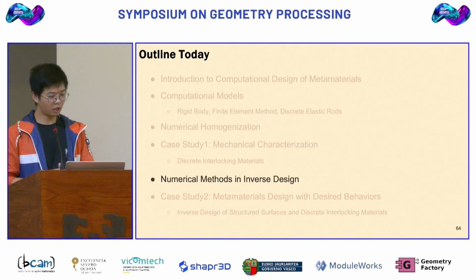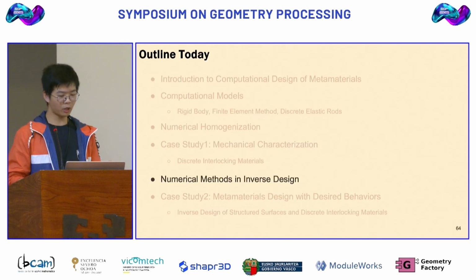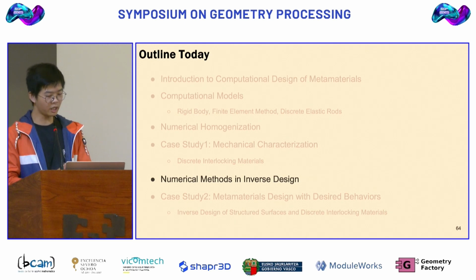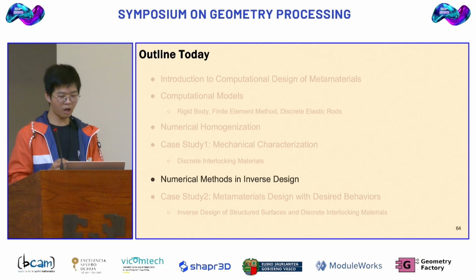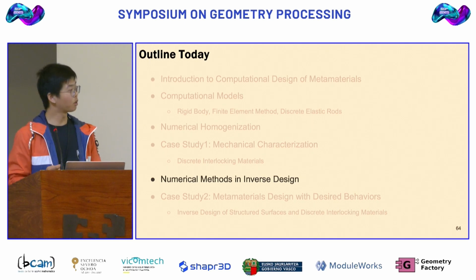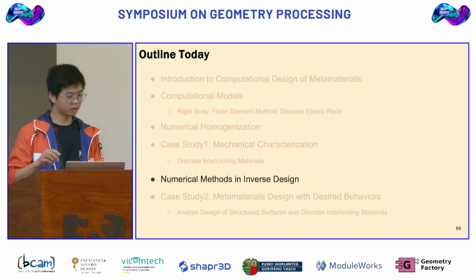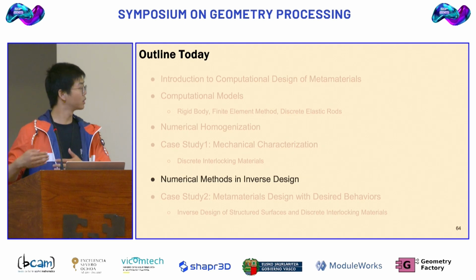Okay, so we have talked about numerical homogenization for elastic materials, and how it extends to characterize the kinematic deformation limits for discrete interlocking materials. And here comes the question of how to inverse design metamaterials with desired macro mechanical properties. So I will describe it as the next step.